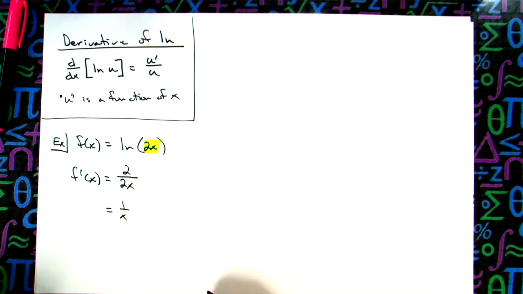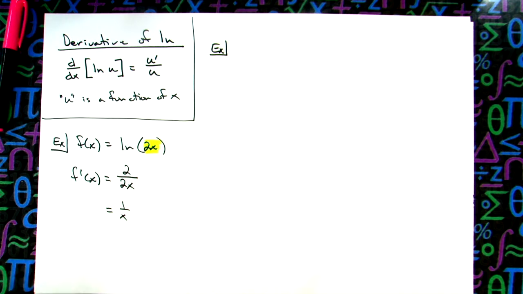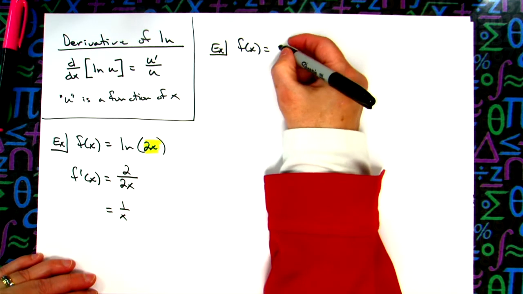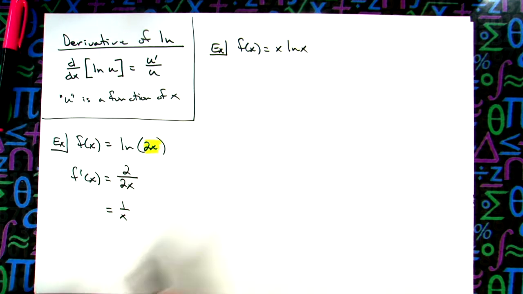So that's kind of easy, right? Now, you're also going to have to implement this inside product rule. You're going to have to implement this inside chain rule. You're going to have to implement this in quotient rule. All of them. So let's suppose I had x natural log of x. That's just good old-fashioned product rule.